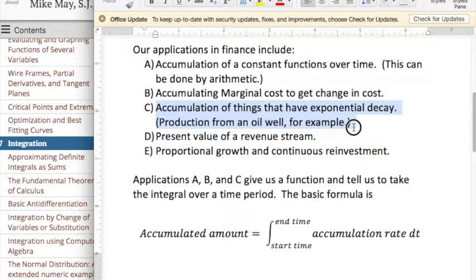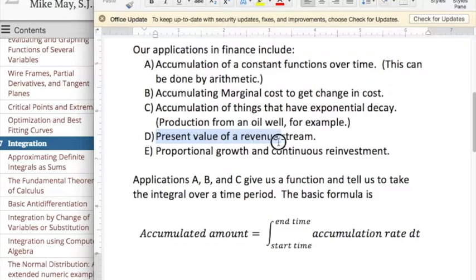Accumulations of things that have exponential decay: there are lots of things that, as time goes on, decay, and the amount of stuff coming through changes. Oil wells are an example of that. So I'd like to be able to find out, if I know what the decay rate is and I know what I'm starting at, how much will I get in 1 year, 3 years, 5 years?